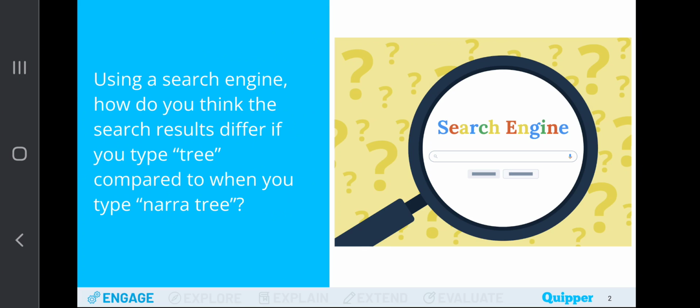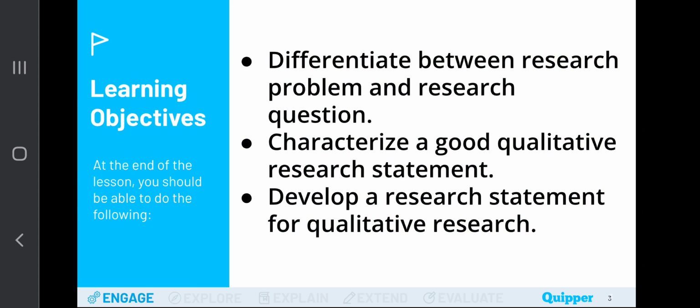So in this lesson, as we get to know the necessary ways to write research problems for qualitative research, I wanted to jot down key discussions in order for us to understand this concept better, and most of all, jot down questions that may form along the discussion so that we can discuss them during our online classes. Now, in this lesson, the main objectives are for us to differentiate between research problem and research question, characterize a good qualitative research statement, and develop a research statement for qualitative research.